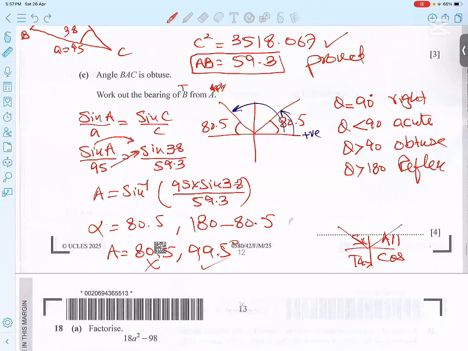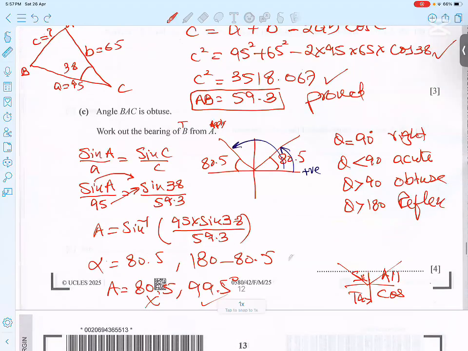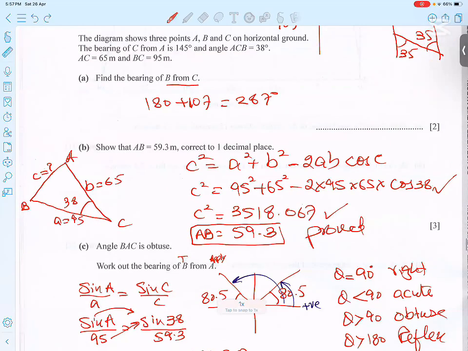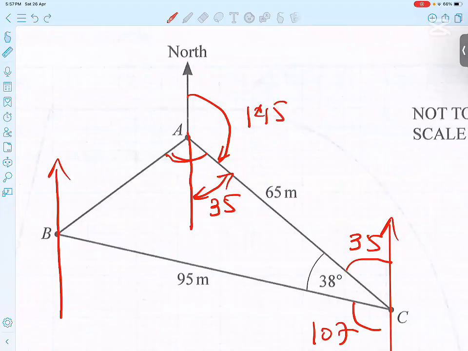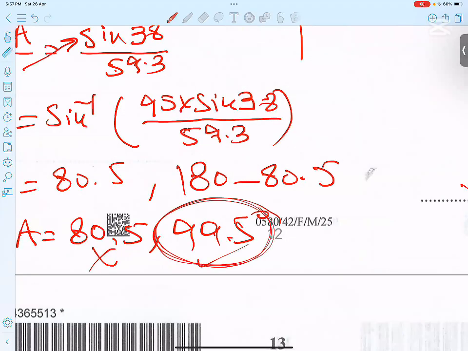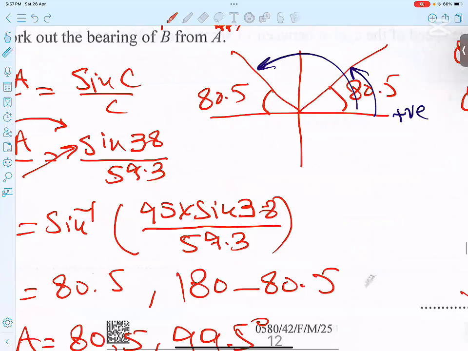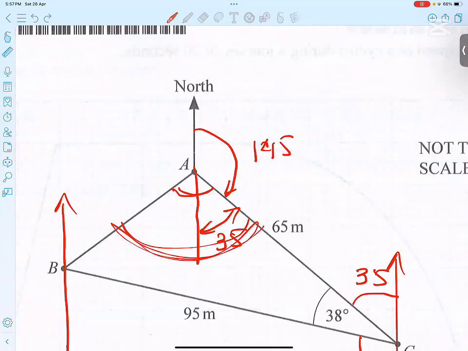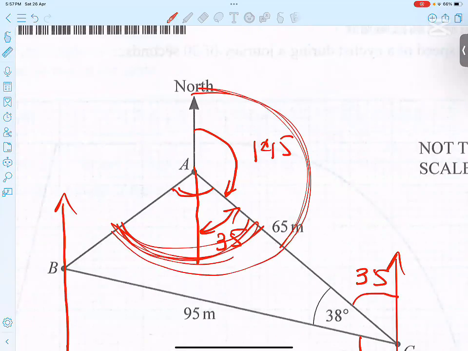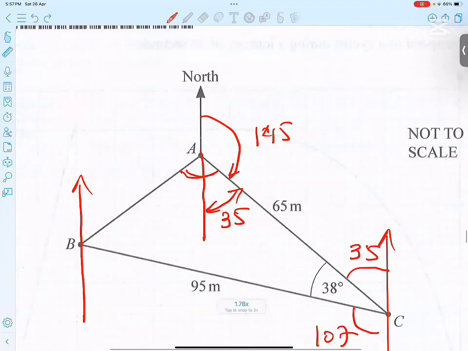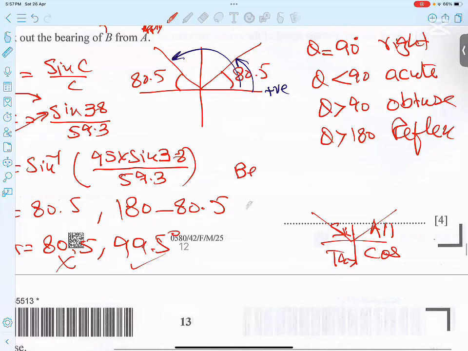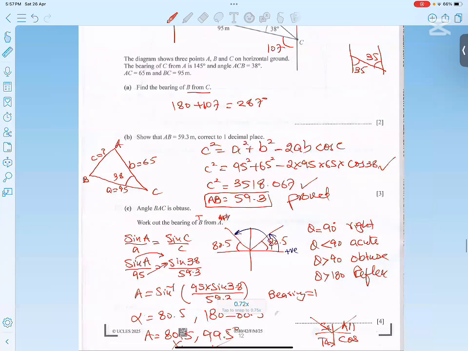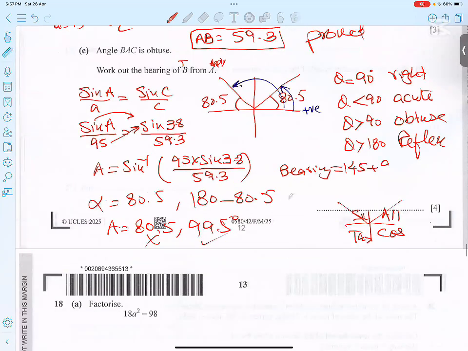So this is for your knowledge. This is 145 and this is 90. I just got it now. How much did I get? Go back. 99.5. So this is 99.5, this one, and this is 145. So 145 plus 99.5 will give our answer. So I'm writing finally here. So the bearing is 145 plus 99.5.